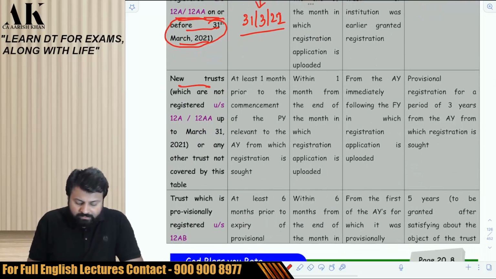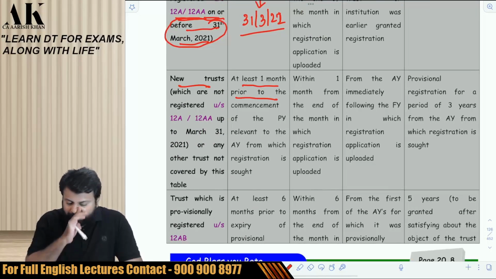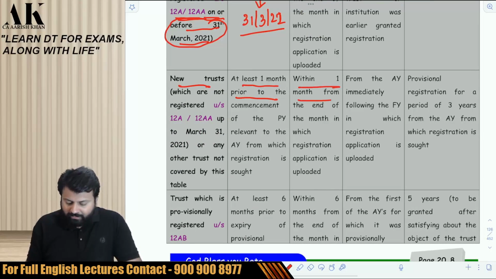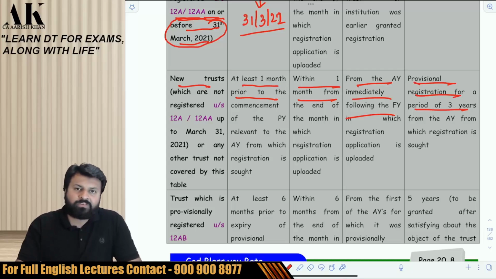If you are a new trust, then you have to make an application at least 1 month prior to the commencement of the year. So before the year commences, you have to make an application, and then within 1 month the department, that is the CIT, will grant registration, and then your exemption will start from the AY. And then you will be getting a provisional registration for just 3 years. It will be a provisional registration, and then you have to make a final application for final registration after 3 years.